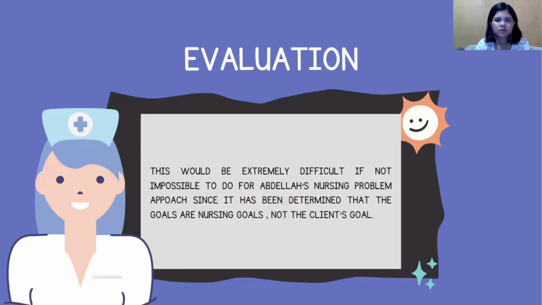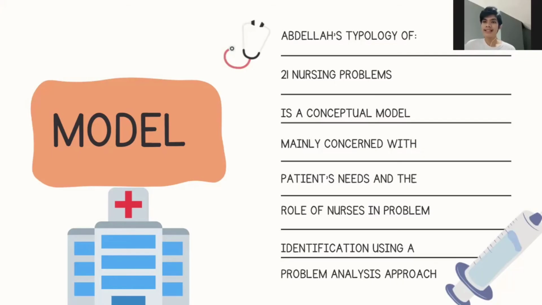Evaluation. This is difficult, if not impossible, to do for Abdellah's nursing problem approach, since the goals are nursing goals, not the client's goals. The goal is focused on the nursing goal, not the client's goals. Abdellah's typology of 21 nursing problems is a conceptual model mainly concerned with patients' needs and the role of the nurse in problem identification using a problem analysis approach. Next slide.